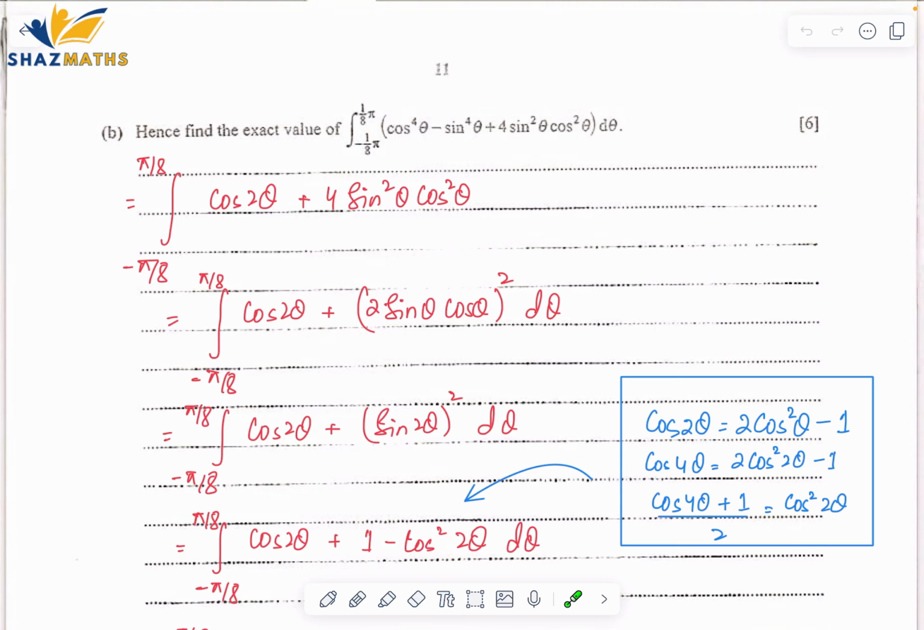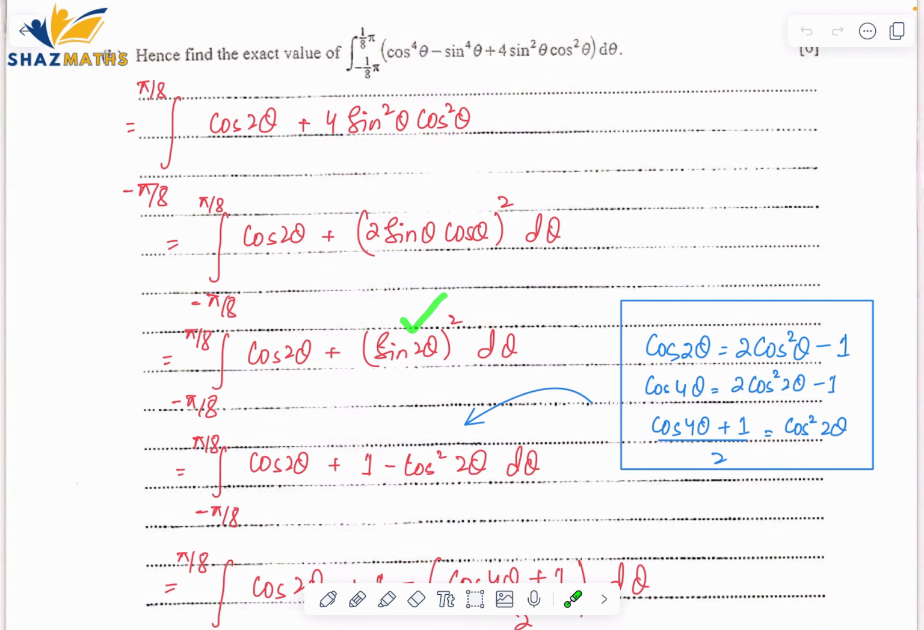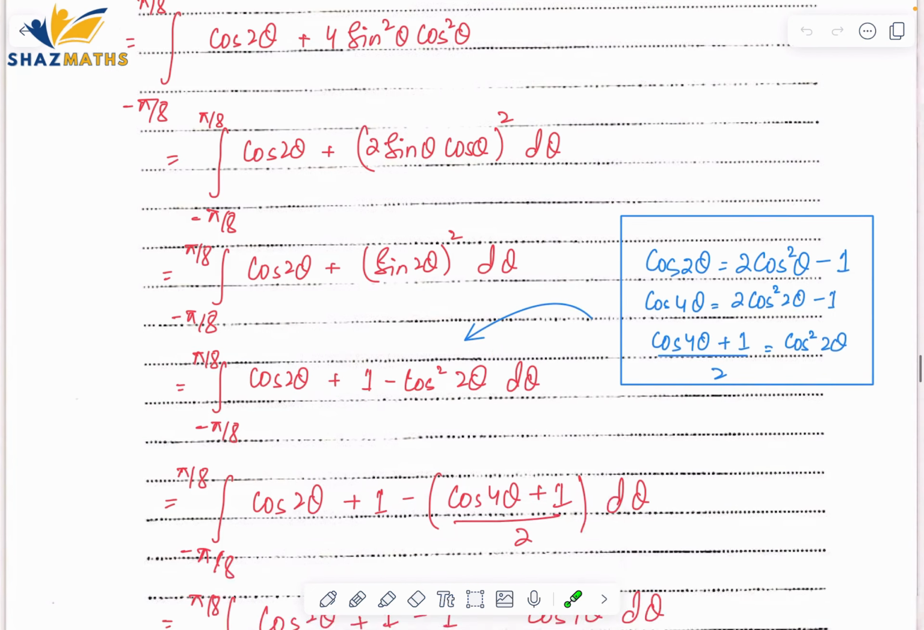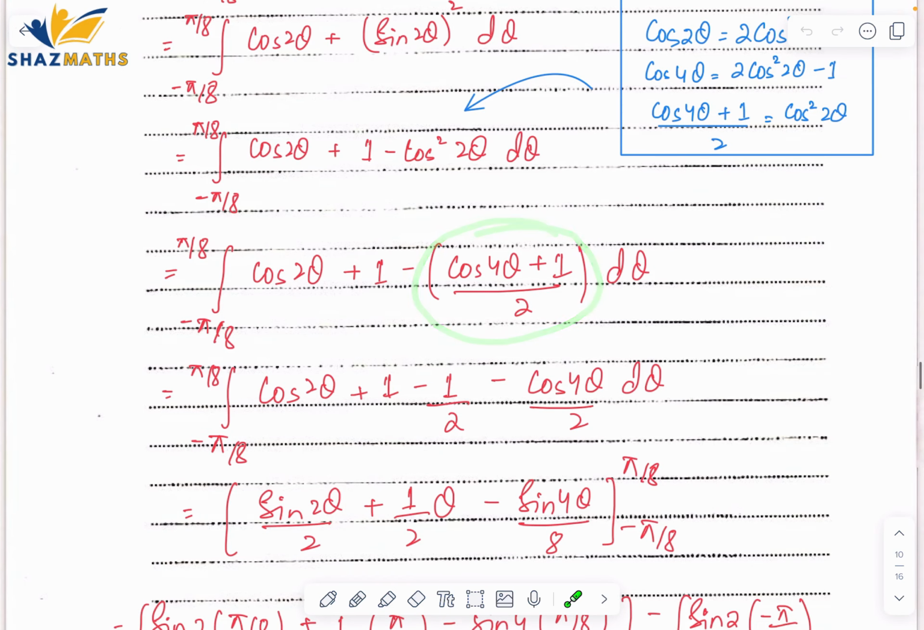So we'll be simplifying the other expression. 4 sine squared theta cos squared theta can be simplified as 2 sine theta cos theta whole squared, and 2 sine theta cos theta is basically sine of 2 theta. If I open the square, it becomes sine squared of 2 theta, and I'll replace sine squared with 1 minus cos squared. So now, using these double angle formulas, I'll be replacing cos squared of 2 theta with cos of 4 theta plus 1 by 2, which will help us in integrating.